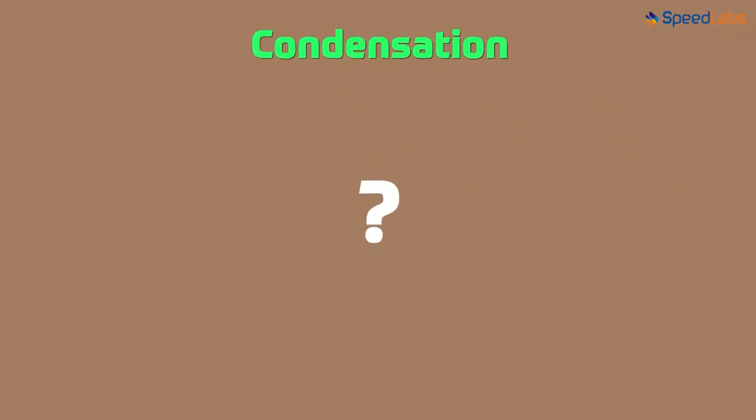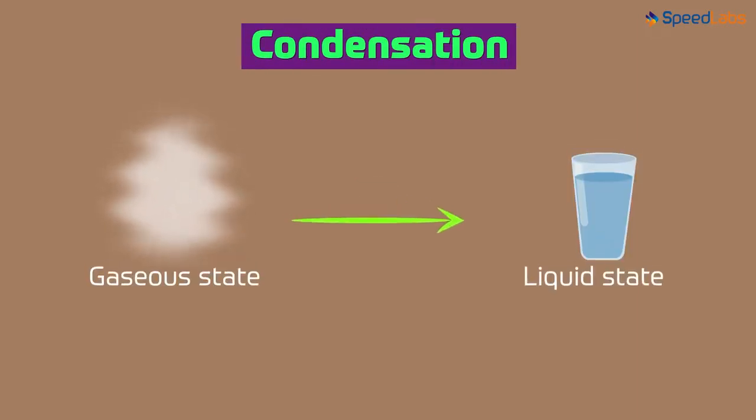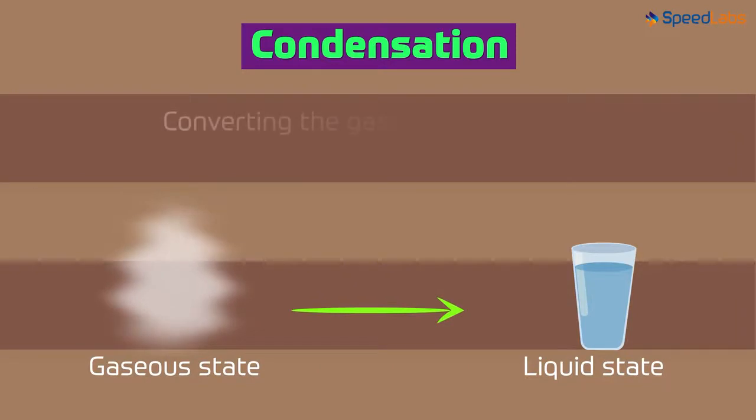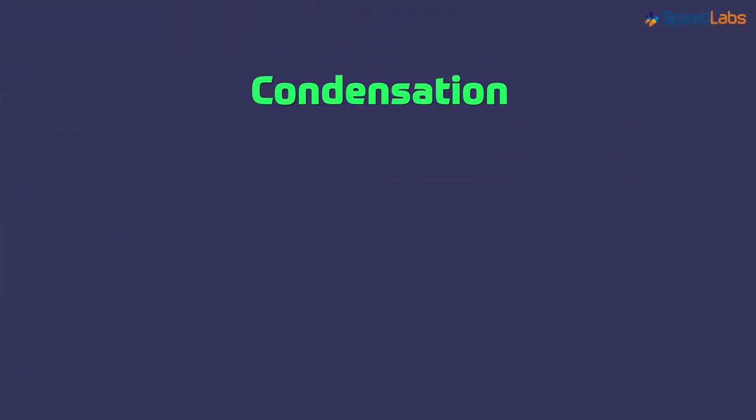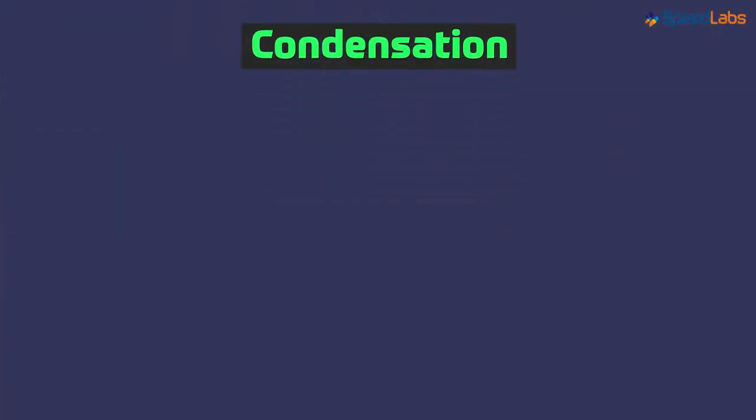What is condensation, by the way? As I just said, condensation is the opposite process of evaporation, which means converting the gaseous form of any substance into a liquid state. So in case of steam, it's converted to its liquid form, water. But how can condensation be useful in separating substances? It is used in combination with other methods for separation.